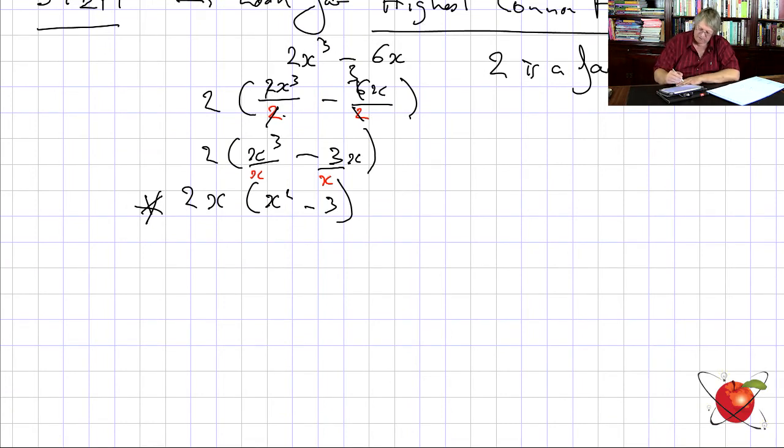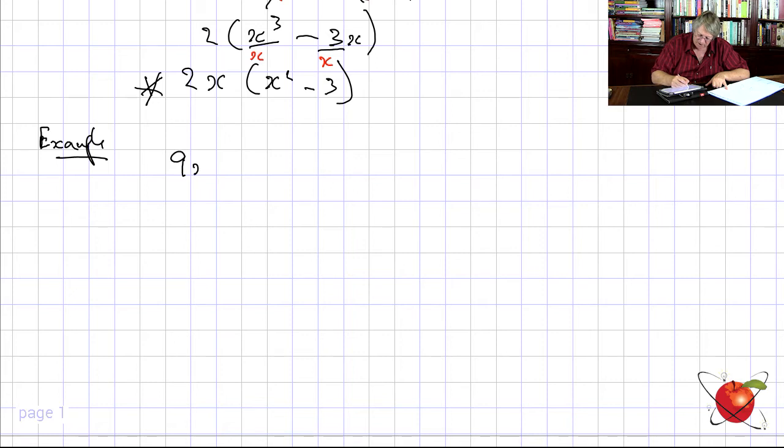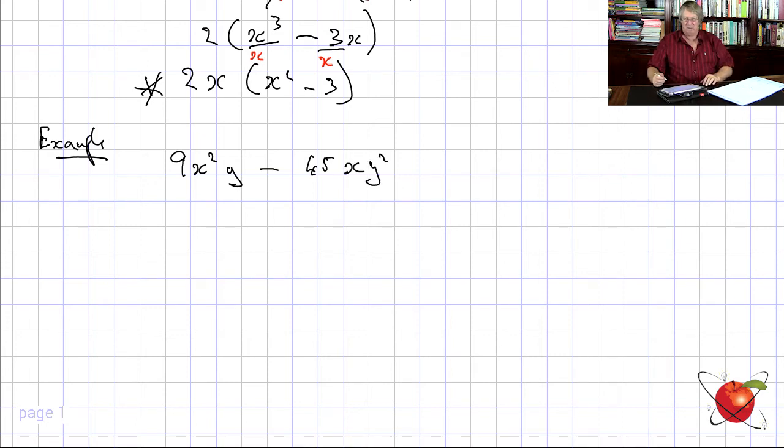Let's have a look at another example. Let's say 9x squared y minus 45xy squared. Let's look at the numbers first. Can 3 divide into 9? Yep, can. Can 3 divide into 45?